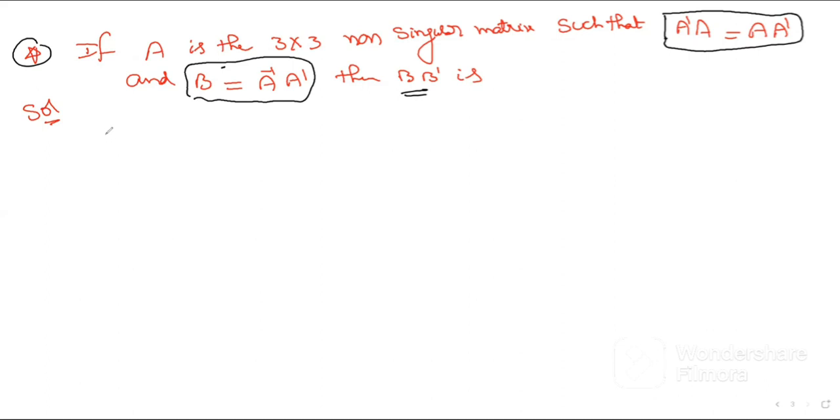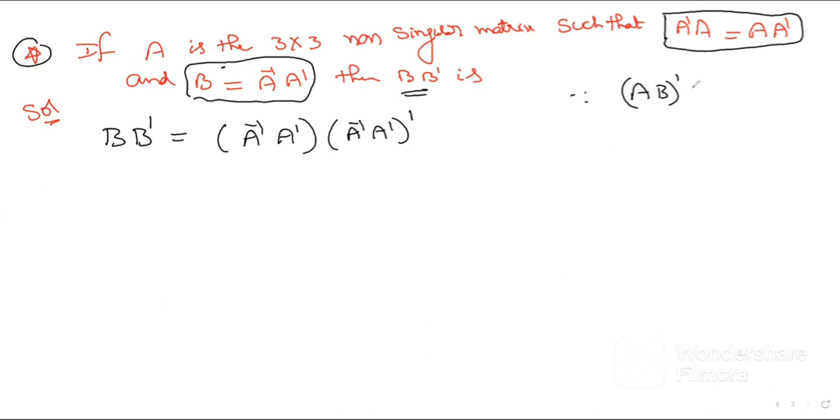Okay, first we have to find B into B dash, where B dash is the transpose of B. So what is B here? A inverse into A dash. Again write B whole dash: A inverse into A dash, whole dash. Okay, we have one formula: AB whole dash is equal to B dash A dash.